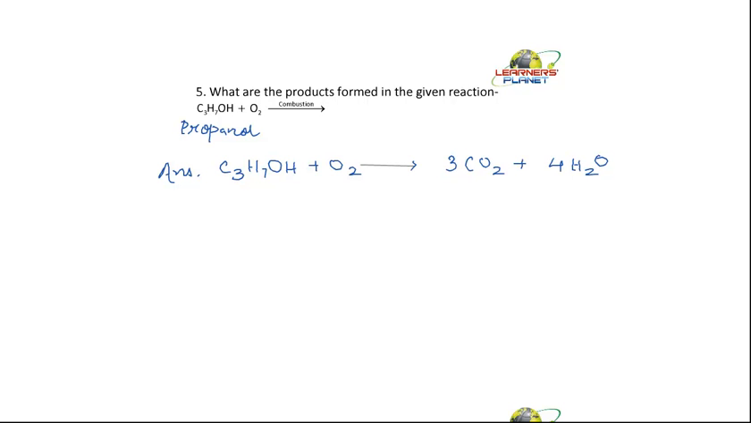How many oxygen are this side? 6 plus 4, 10 oxygen atoms. How many oxygen atoms are this side? 3 oxygen atoms. So what can we do? We can just make it even. We can make it 2 C3H7OH and we can make it some 5. Okay? If I am making it 2 C3H7OH, right?